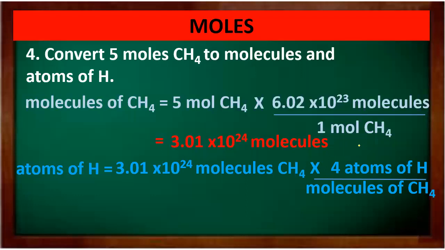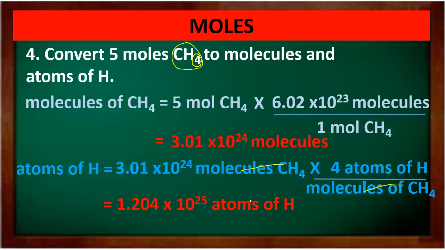molecules. Okay. So kung titignan nyo, for every molecule natin dito, kung titignan nyo si methane, for every 1 molecule, dito sa formula natin, for every 1 molecule of methane, meron tayong 4. Okay. 4 na atoms. Okay, these are atoms. So therefore, we can cancel out molecules and molecules. So 3.01 times 10 to the power of 24 times 4 will actually give us an answer of 1.204 times 10 to the power of 25.